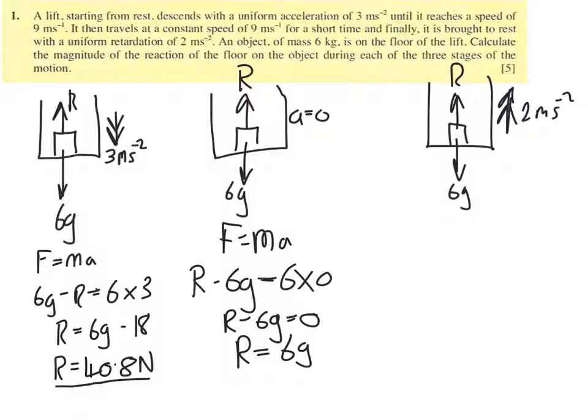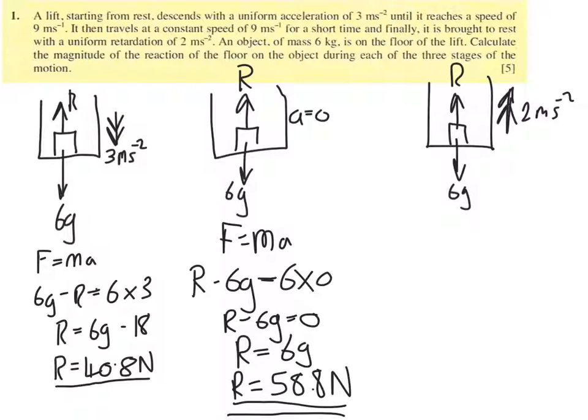Now I would not leave that as my answer. I would not write 6g newtons. So you need to do 6 times 9.8, and R equals 58.8 newtons. Third answer. Okay, the forces acting upwards will equal forces acting down because there is no acceleration. They will balance.